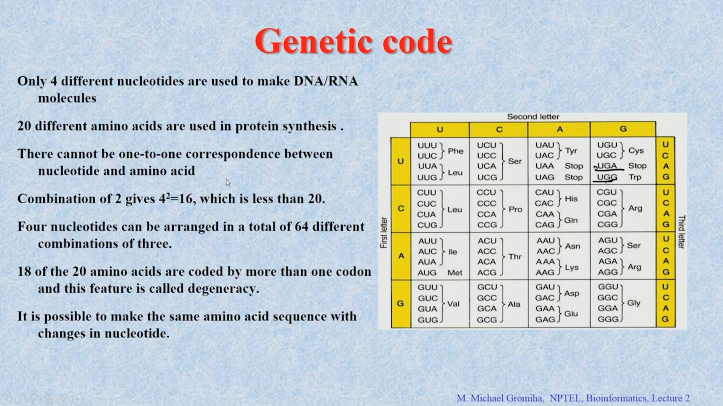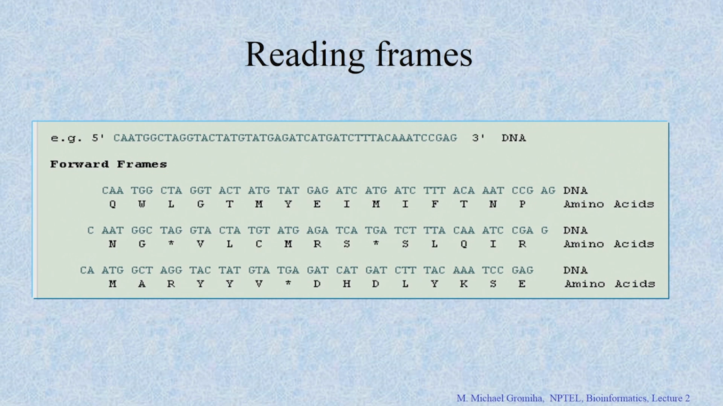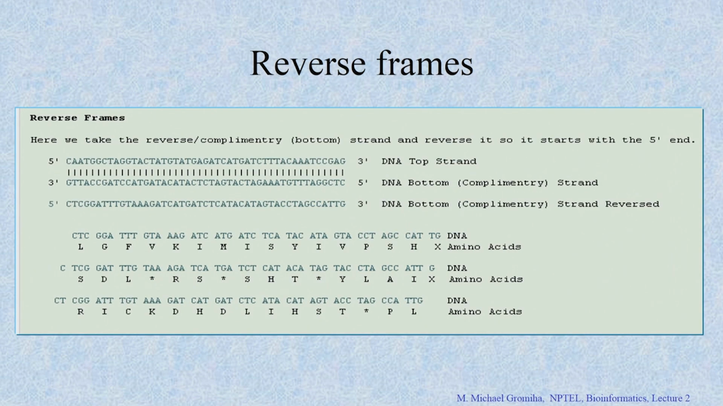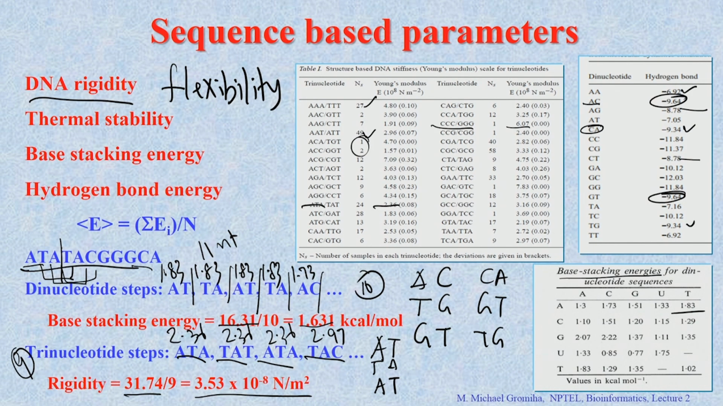Now, we have the transcription and the translation. So, you get the DNA sequence, the protein sequence, and then we have the 6 different frames, 3 forward frames and 3 reverse frames. Then we try to derive some of the structure and sequence based parameters. If it is available, then you can get it and use it for applications, to understand the functions. Fine.